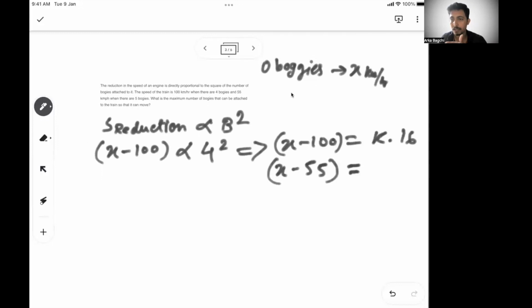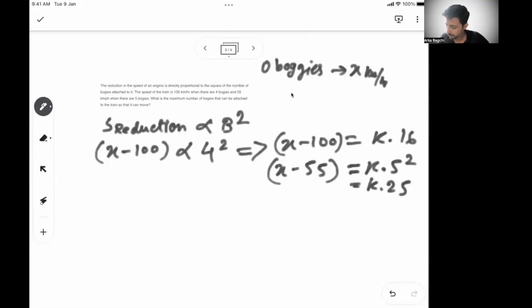So that means speed has reduced from x to 55. So x minus 55 is k into 5 square, or we can say k into 25, because there are 5 bogies attached to it. So we got two equations, two variables, x and k. Let's try to figure out both of them.